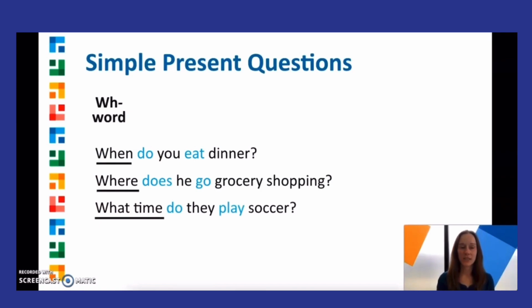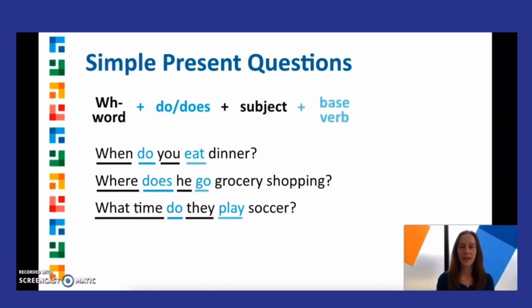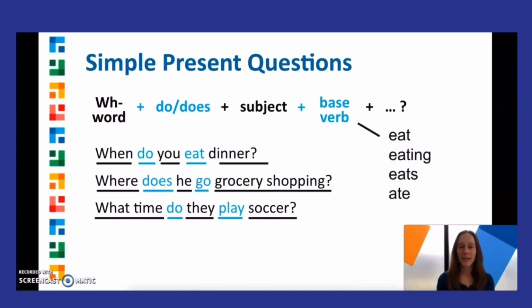In these questions, we start with a WH question word. Then we use do or does with he and she, and do with other subjects. Then we have the subject, a base verb, and the rest of the sentence. Remember that a base verb is just the verb without any ending or other changes. So, not eating, not eats, not ate, but eat is the base verb.